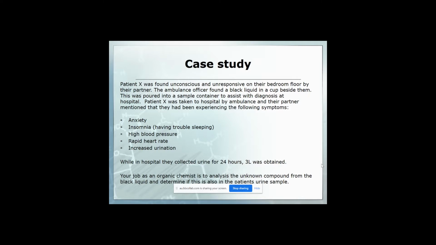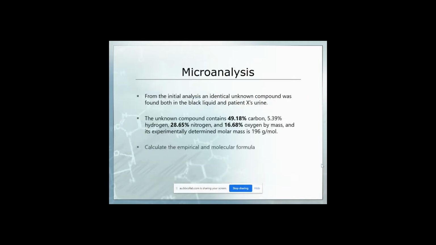Okay, so now let's start. The first thing we're going to look at is our microanalysis. If this was in a lab, you'd be using your mass spectrometer, but that's been removed from the course this year, so that's okay. We can deal with it, but next year it will be back in. What we've been able to find is that when it was run through, there was a compound found in both the black liquid and the urine sample from patient X.